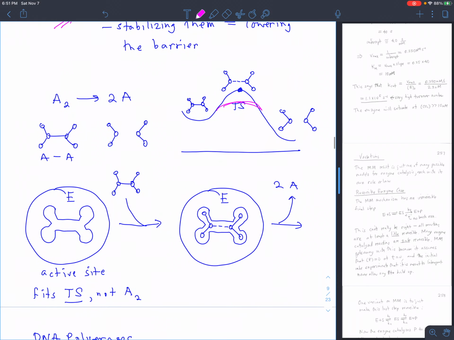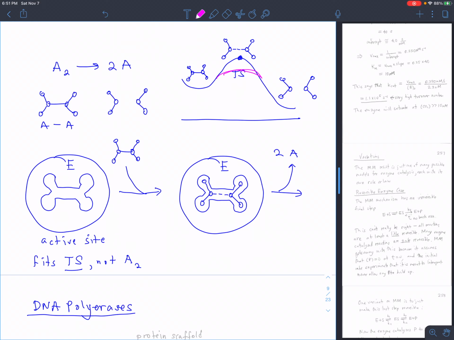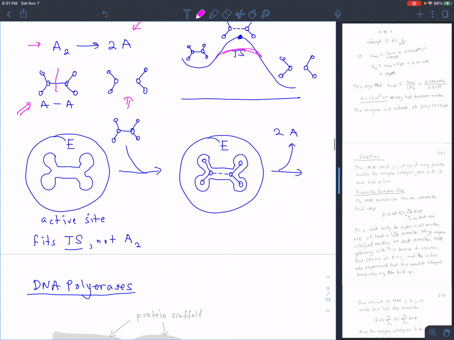So let's consider this example, this sort of just cartoon example. You've got some molecule that's A2 here. I've drawn it out in these pieces. And it's going to go to 2A, which means this bond is going to break. So you're going to get 2 of these A pieces. And let's suppose you have an enzyme that's got a pocket on its surface that looks like this. And that pocket looks like it could bind to the A2 molecule here.